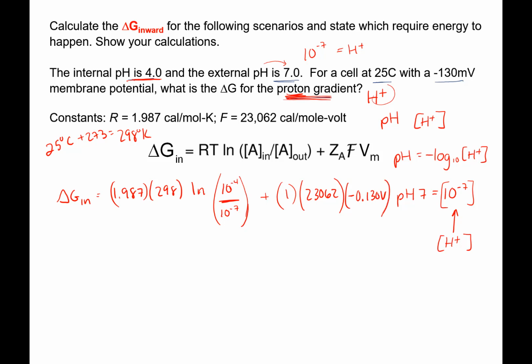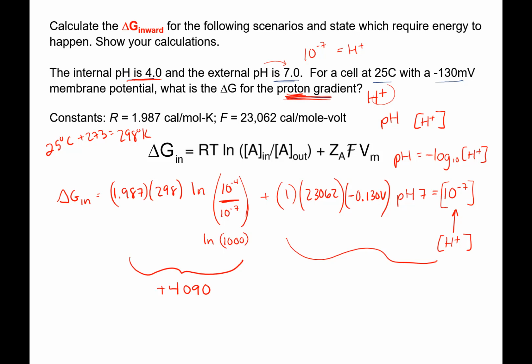So I plug in 10 to the minus 4 divided by 10 to the minus 7 equals 1,000. So I'm going to take the natural log of 1,000. I'm going to multiply that by 298 for the temperature and by 1.987, and I get a positive 4090.